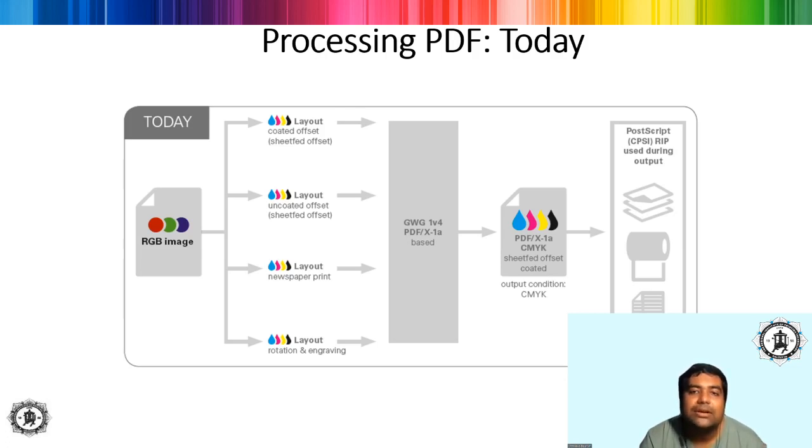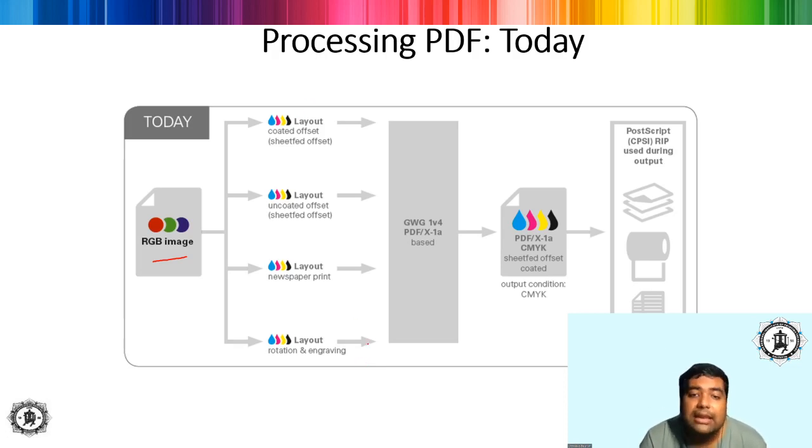So how is any PDF processed in today's workflow? Let us say you have some RGB image. When I say RGB image, consider this to be an embedded image. As soon as you have an RGB image, you can put it in a specific layout. Now this layout can be of different types. You may be creating a layout for coated offset press, or uncoated offset press, newsprint for rotation, or engraving purposes in the case of flexo or gravure.